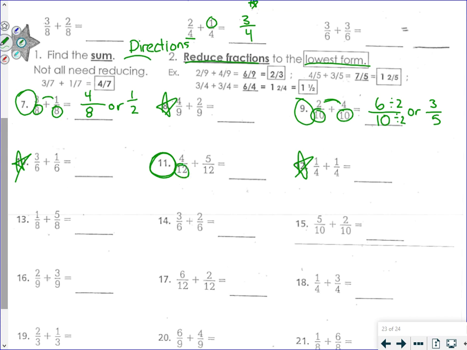Okay, so we have 12 on both. 4 plus 5 is 9. Knowing my math facts, I know I can reduce this down by 3. Divide this by 3. So this could also equal 3/4. Okay.